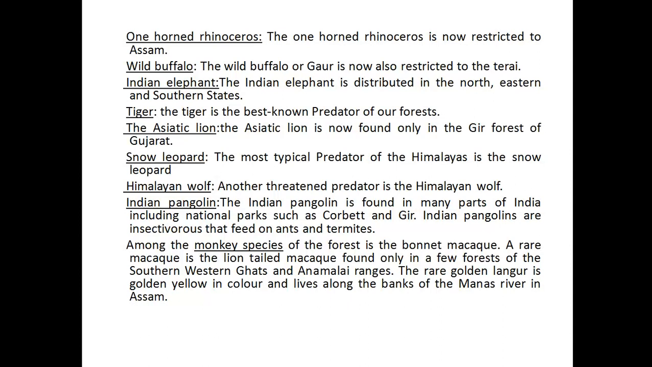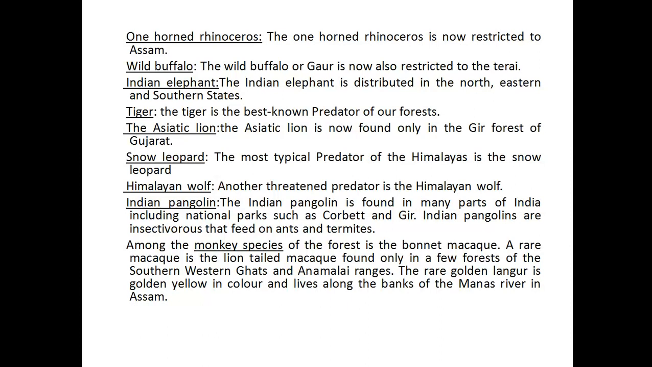Other mammals include the one-horned rhino, which is now restricted to Assam. Then you have the wild buffalo or gaur, which is restricted to the Terai. Then the Indian elephant is distributed in the north, eastern and southern states. You have the tiger, which is the best known predator of the forests. You have the Asiatic lion, which is found only in the Gir forests of Gujarat. The snow leopard is also a typical predator of the Himalayas. The Himalayan wolf is another threatened predator.